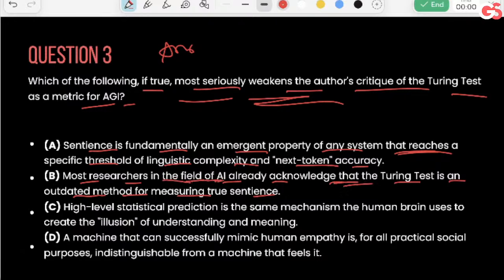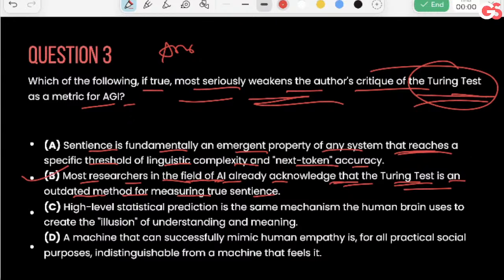we talk about the Turing test or the Chinese room theory, so Turing test करता कौन है? करते रिसर्चर्स ही हैं, डिजिटल साइंटिस्ट, कंप्यूटर साइंटिस्ट ही हैं. वही लोग कर रहे हैं, वही लोग मान रहे हैं कि भाई ट्यूरिंग टेस्ट तो आउटडेटेड है, तो यही तो वीकेन करेगा. Getting it? So option B is correct here.